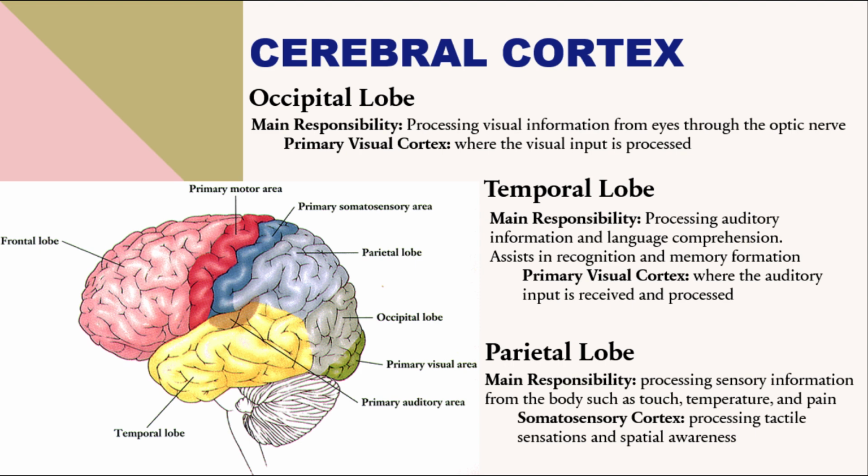The parietal lobe is located near the top and back of the cerebral cortex, behind the frontal lobe. It is primarily responsible for processing sensory information from the body, including touch, temperature, and pain. The somatosensory cortex, found in the parietal lobe, plays a key role in processing tactile sensations and spatial awareness.